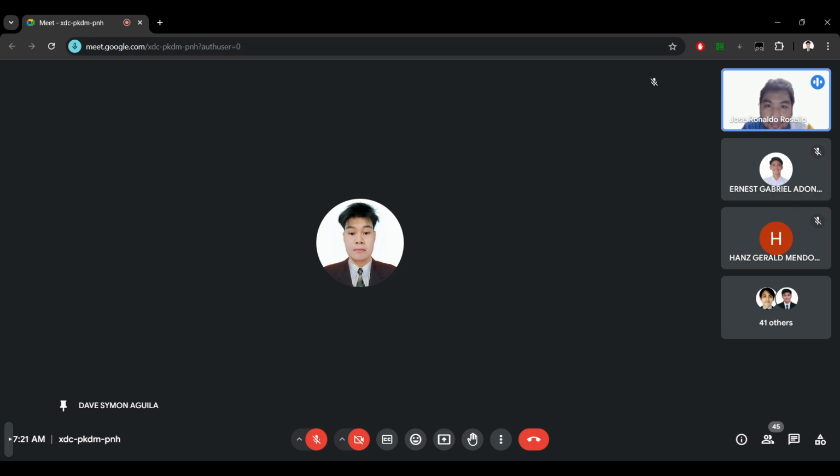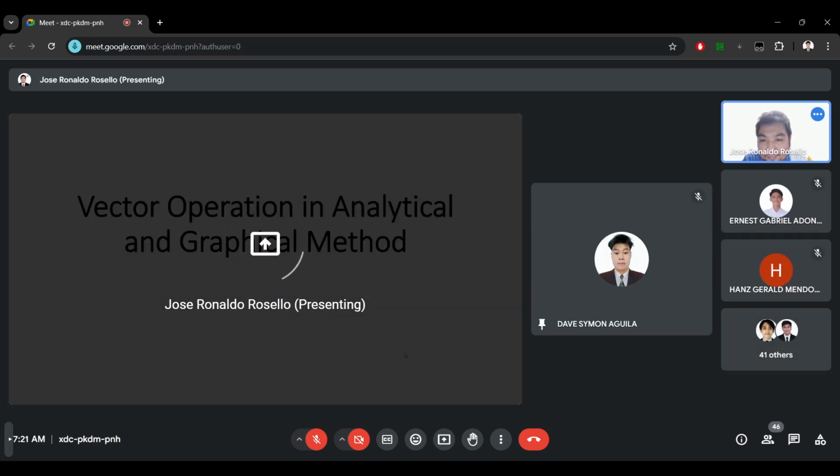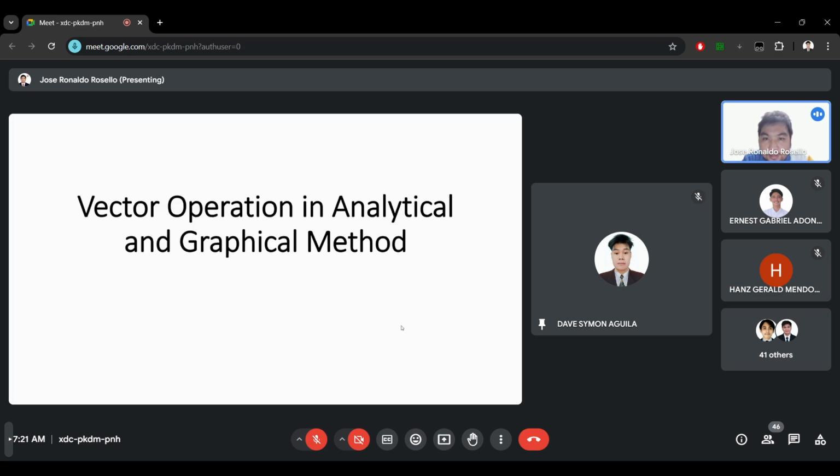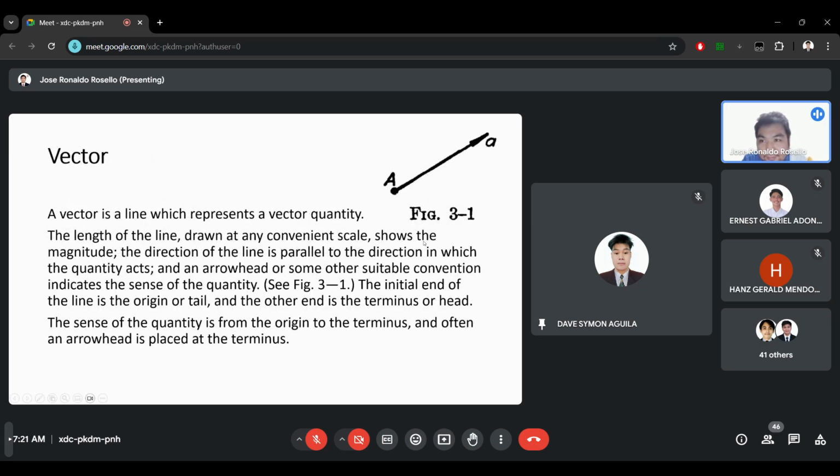Balik tayo hanggang vector. Okay, for vector operation, we will use vectors in representing velocities. Vector is made up of four parts. First is the length of the line. It shows the magnitude, the orientation, so the angle of inclination of the vector.